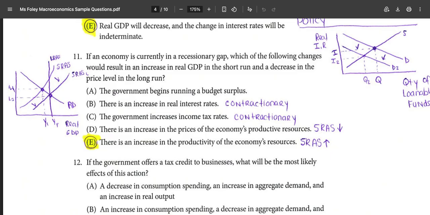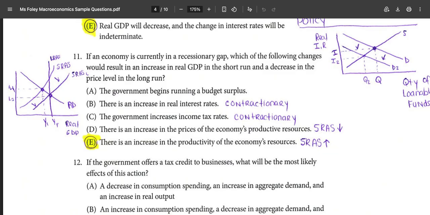in an increase in real GDP in the short run and a decrease in the price level in the long run? So what I have here is we are looking at a recessionary gap, and we also want the price level to go down. So we would want SRAS to increase. And to visualize that for you, I drew what a recessionary gap would look like.